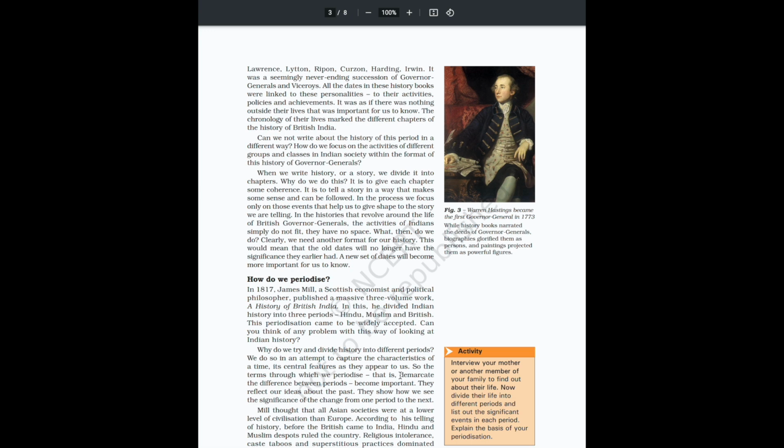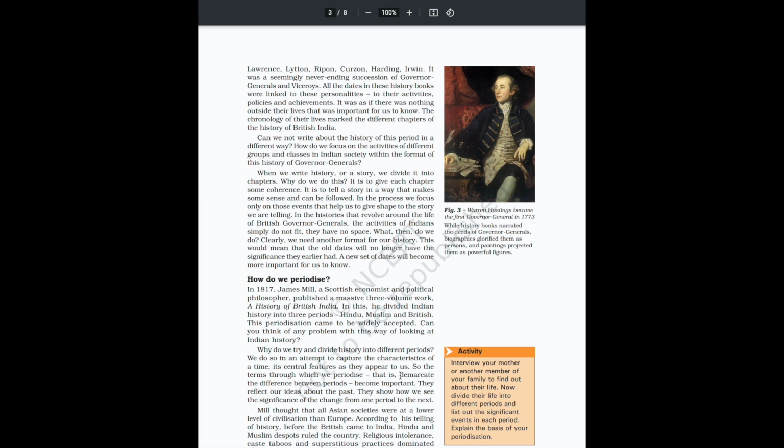Why do we do this? It is to give each chapter some coherence. It is to tell a story in a way that makes some sense and can be followed. In the process, we follow only those events that help us to give shape to the story we are telling.